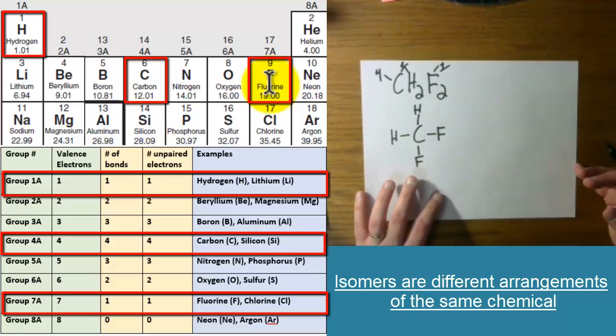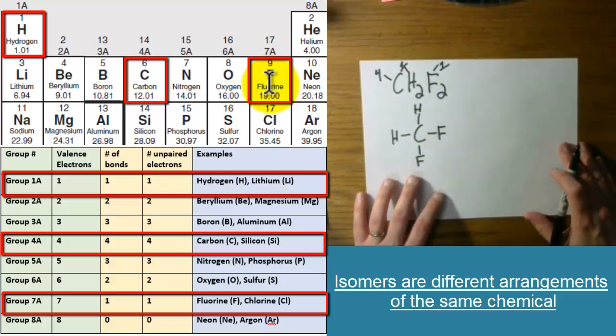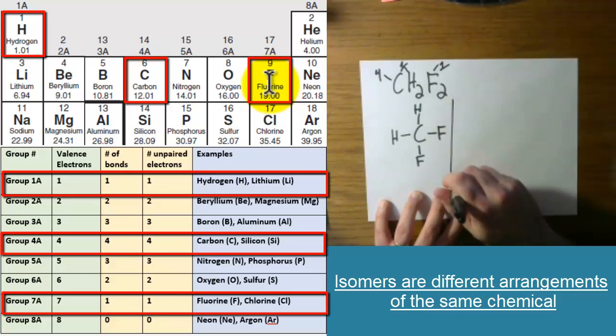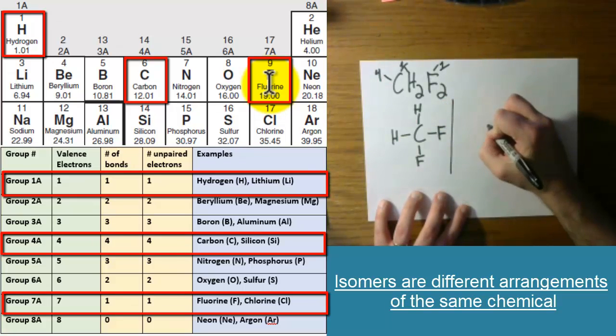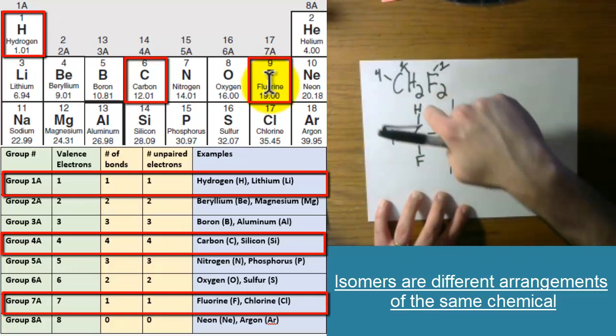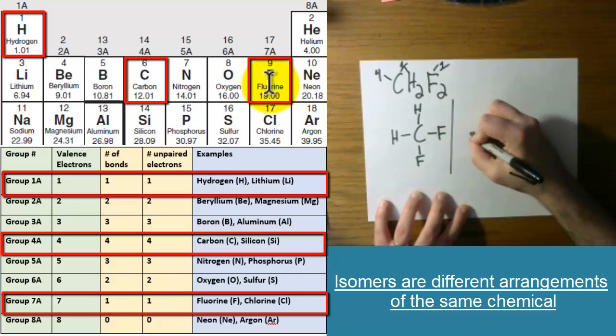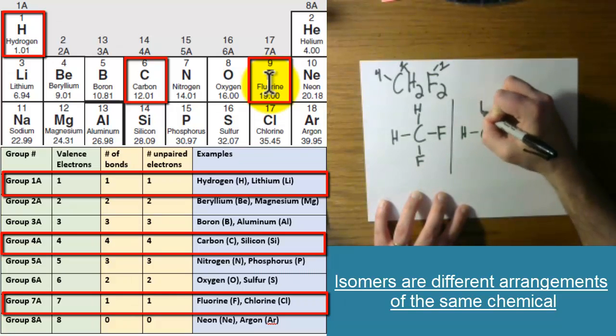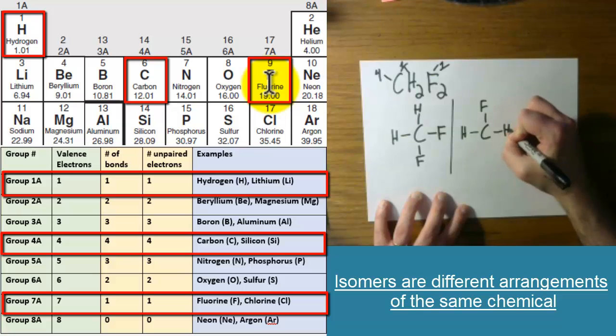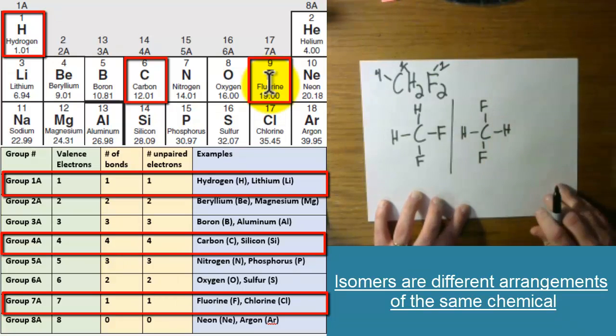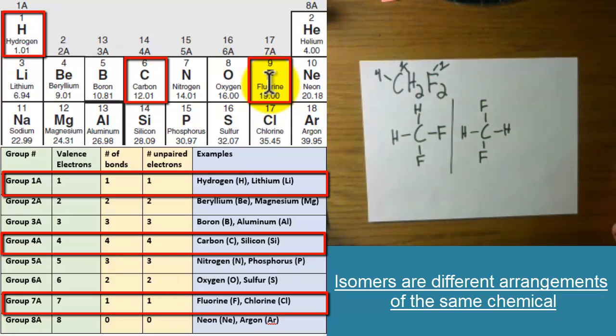I can change the way that those are attached, and it wouldn't change the number of pieces that we've used. For example, instead of going hydrogen, hydrogen, fluorine, fluorine, I could go hydrogen, fluorine, hydrogen, fluorine. Notice those both use the exact same number of pieces, but I've arranged them differently. So, those are isomers.